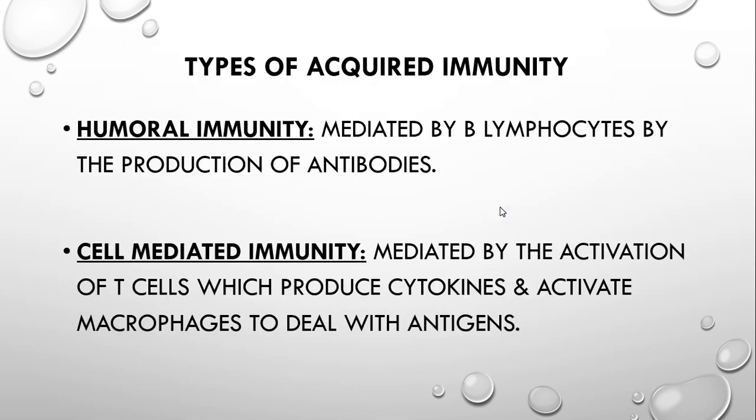The types of acquired immunity are humoral immunity and cell-mediated immunity. The humoral immunity is mediated by the activation of B lymphocytes, which produce antibodies due to the exposure of antigens, whereas cell-mediated immunity is provided by the activation of T cells, which produce cytokines and activate macrophages to deal with antigens.